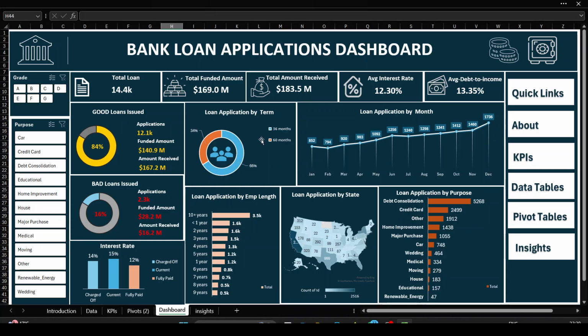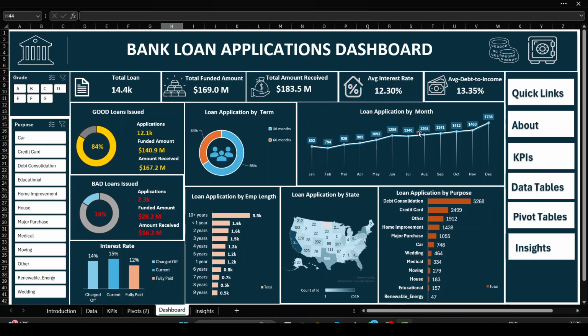Now, loan application by term. While taking the loan, people think that short duration is better for them. So people prefer short duration loans more, with 66% choosing only 36 months of duration, whereas 34% of people still prefer the long duration loan, which is 60 months.